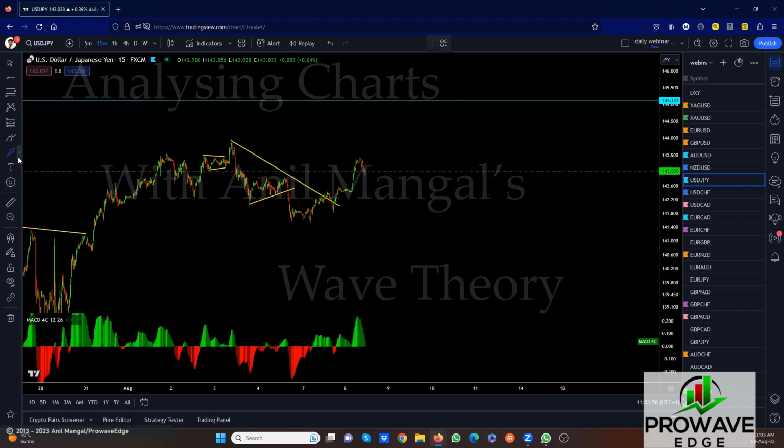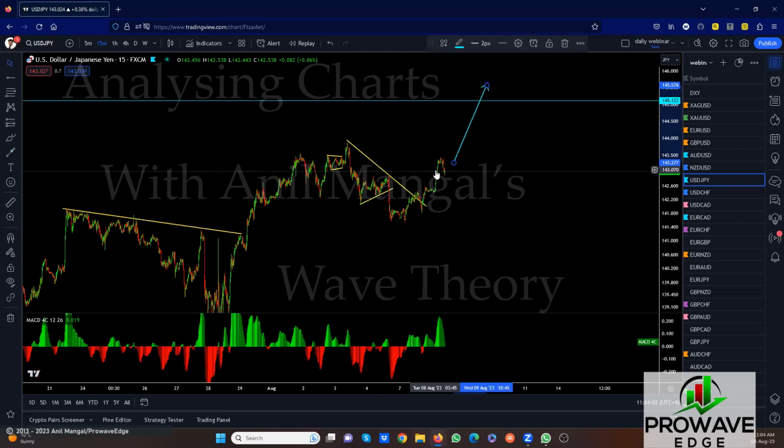Like I said, there's a good chance this would go break this stop and then turn. That would complete the bigger running flat.